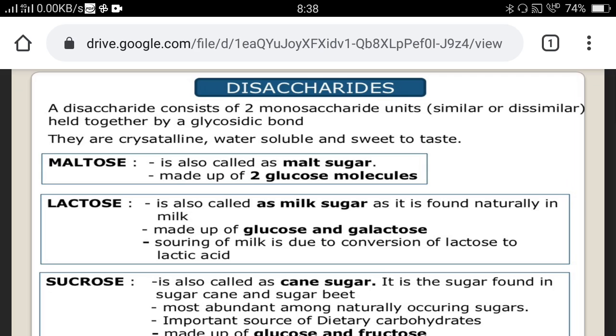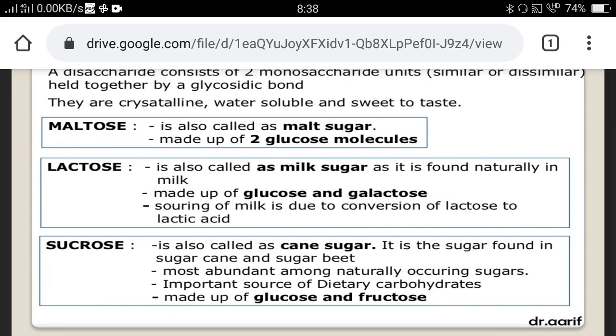Sucrose is also called cane sugar, meaning present in sugar cane. It is the sugar found in sugar cane and sugar beet, most abundant among naturally occurring sugars. It is an important source of dietary carbohydrates, made up of glucose plus fructose.